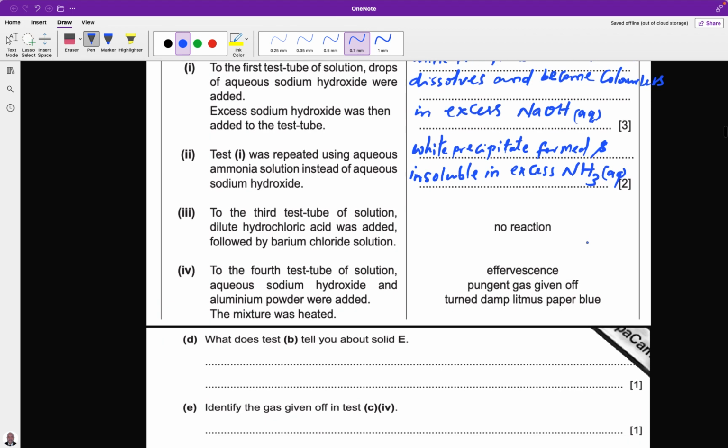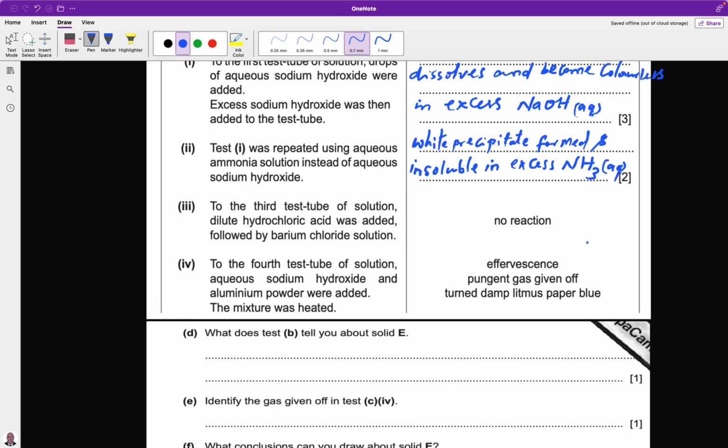3. To the third test tube of solution, dilute hydrochloric acid was added, followed by barium chloride solution. Of course, with barium, there's no reaction. 4. To the fourth test tube of solution, aqueous sodium hydroxide and aluminum powder was added. The mixture was heated. Effervescence, pungent gas given off. It turned damp litmus paper blue.